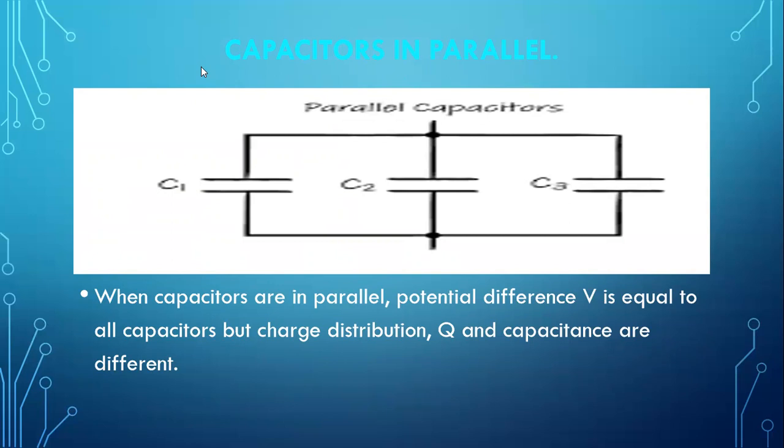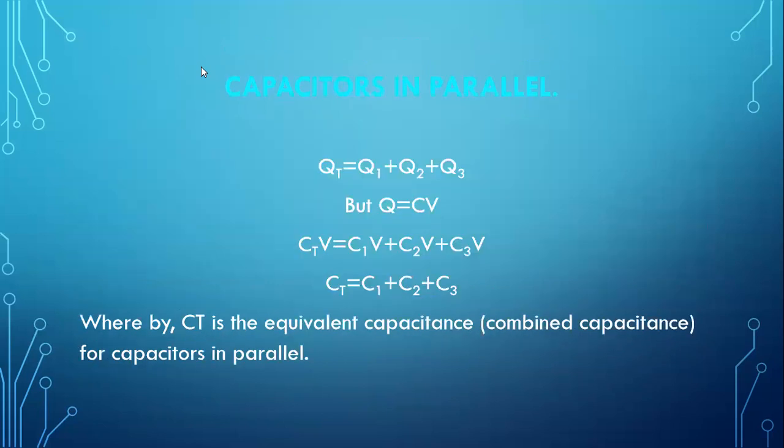Generally, therefore, Qt is equal to Q1 plus Q2 plus Q3. We saw that in series it was V1 plus V2 plus V3. But here Q is the one which you add, simply Q1 plus Q2 plus Q3. But we know that Q equals CV.